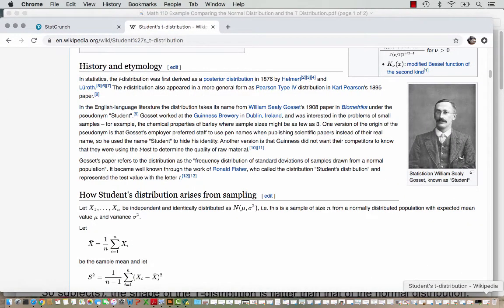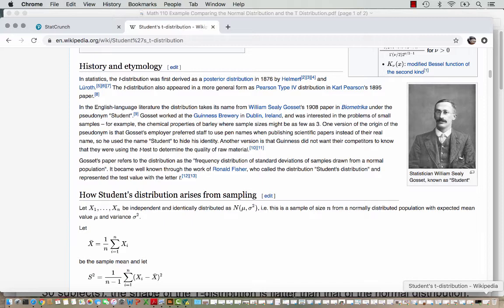So this name, the t-distribution, is what we use in English language statistics books. And it's named after this paper written by William Sealy Gosset, the man whose picture is at right, and he published under the pseudonym Student or Student T. He worked at the Guinness Brewery in Dublin. He published his paper in 1908, and he was interested in the problems of small samples, for example, the chemical properties of barley, where the sample sizes might be as few as 3.